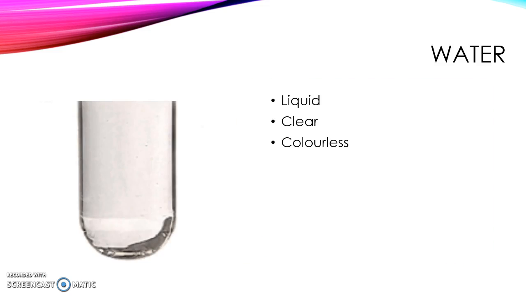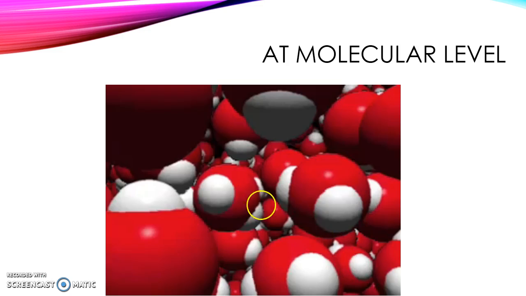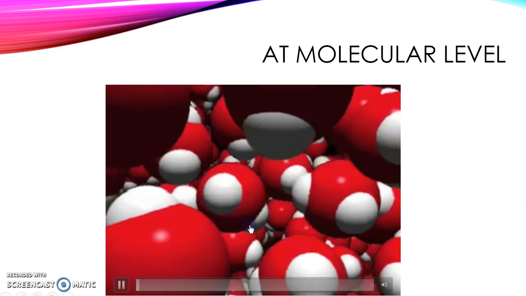So the next chemical we're going to look at is water, our solvent, and you should be quite familiar with this. Without it there is no life on Earth. It is liquid, it is clear, and it is colourless. So just like previously, we're going to go down to a molecular level and have a look at what's going on at the molecular level.